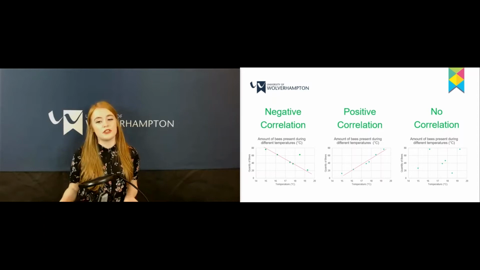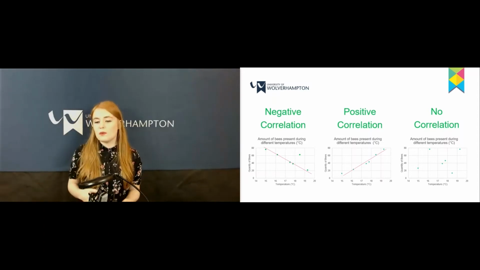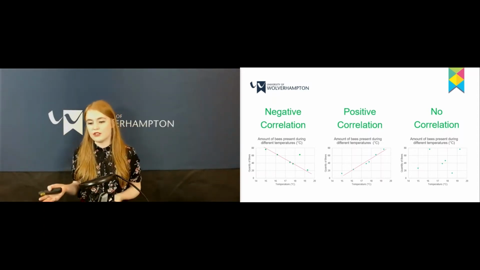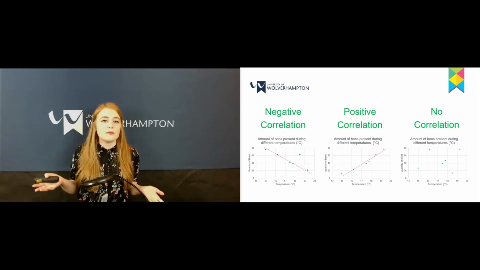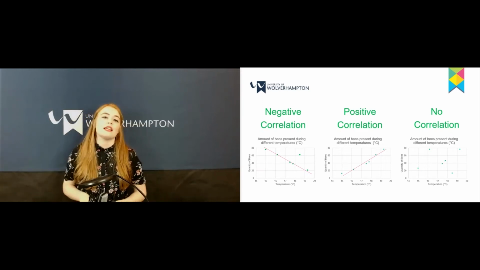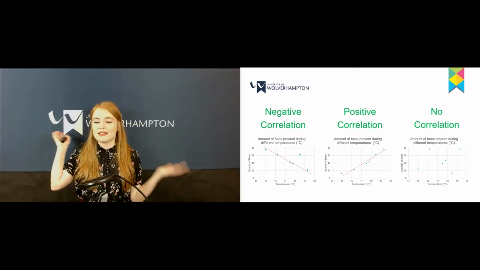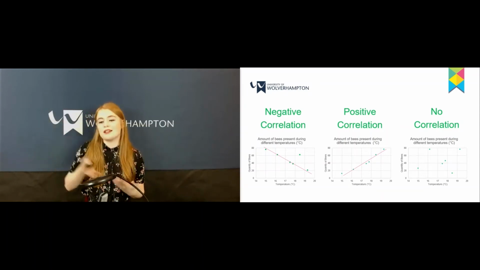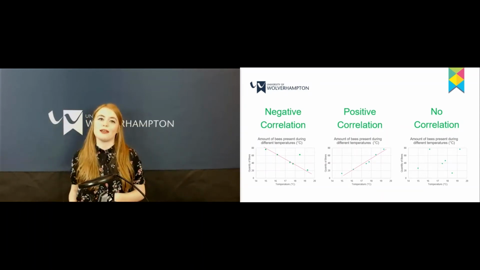So that's positive. And then we also have no correlation. So if you can't seem to make sense of the graph at all, the points are dotted all over the place and they don't seem to be going in any particular order, it's probably no correlation.